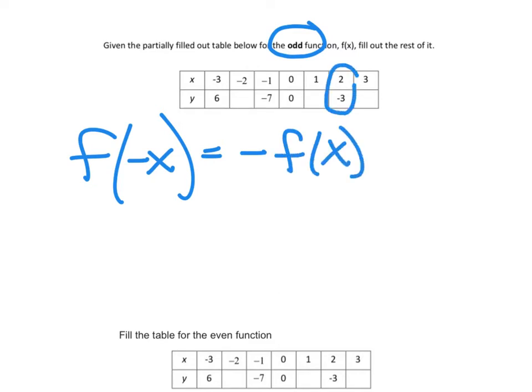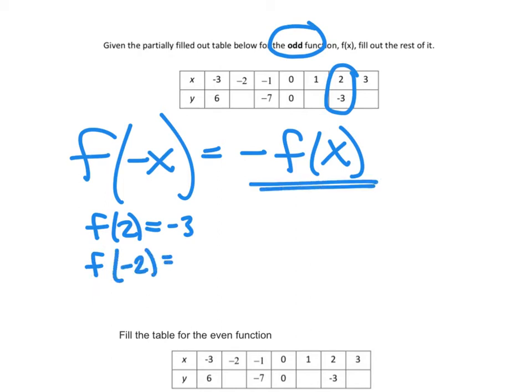Okay, so let's take a point that we know. We know f of 2 equals negative 3. So if f of 2 equals negative 3, when I substitute in negative x, I have to get out the opposite answer. I have to get out negative f of x. So I don't want a negative 3 for my answer. I'm actually going to get out a positive 3. So I now can fill this piece out. At negative 2, I should be getting a positive 3.